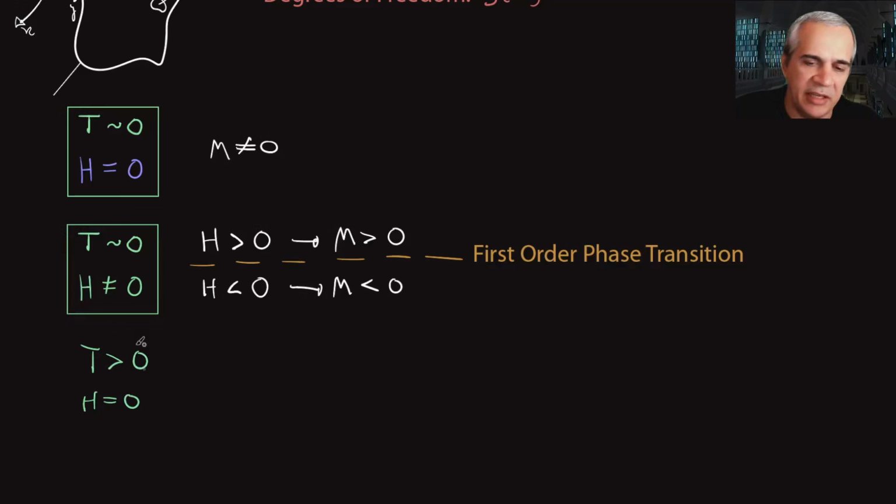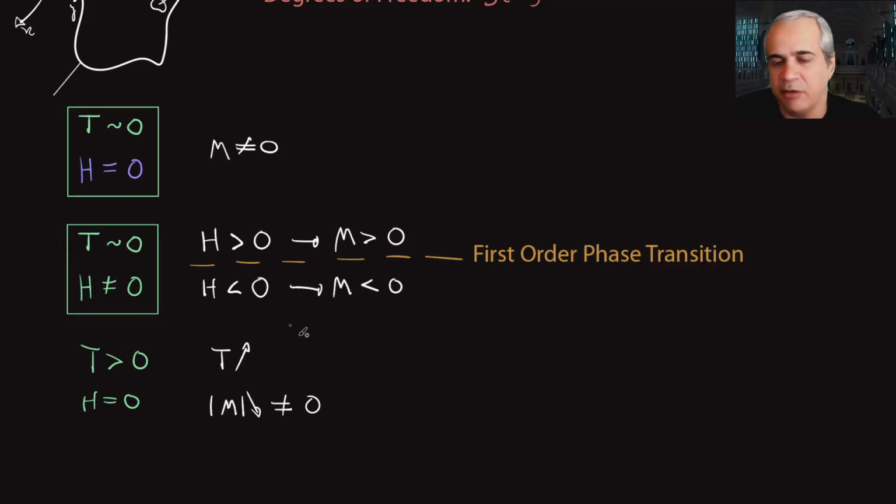At first, as I increase the temperature, keeping the field 0, not much happens. All you notice is that temperature is working against this spontaneous alignment of the spins that is happening here. And as the temperature goes up, the total magnetization, I'll put in modulus here because it could be positive or negative, goes down. Still different from 0, but as I increase the thermal effects, the disorder, the spontaneous magnetization diminishes.